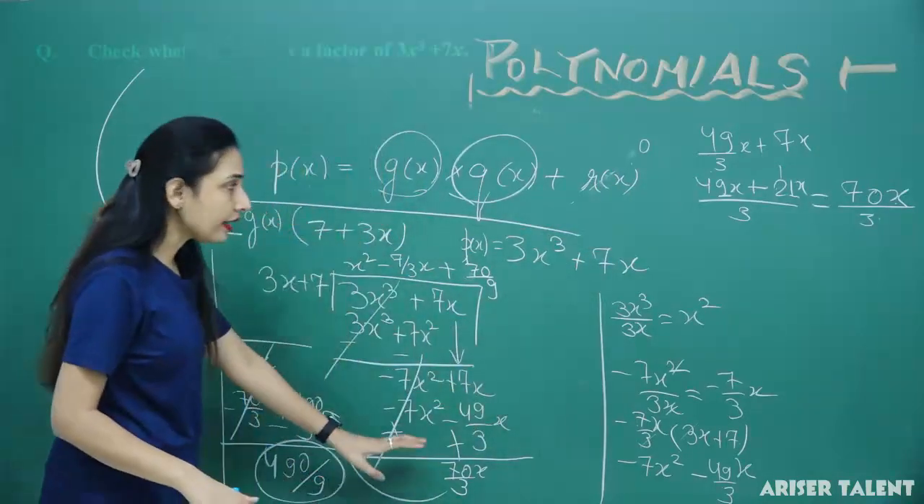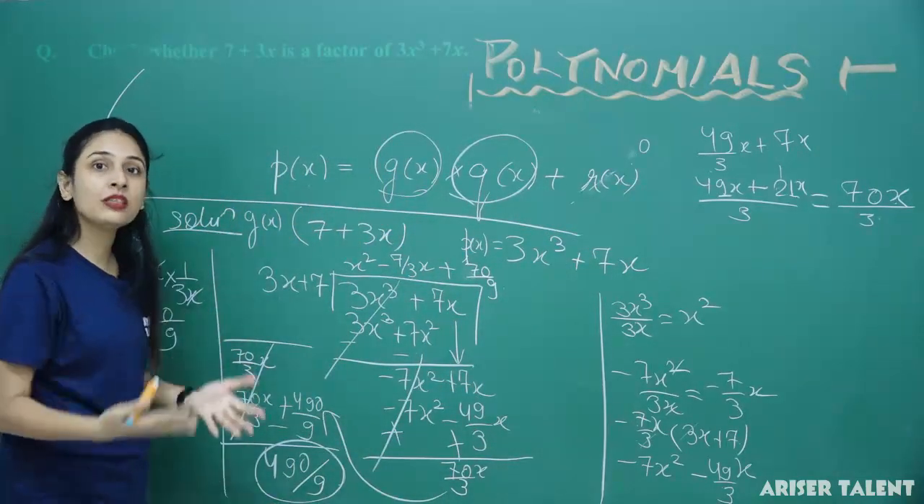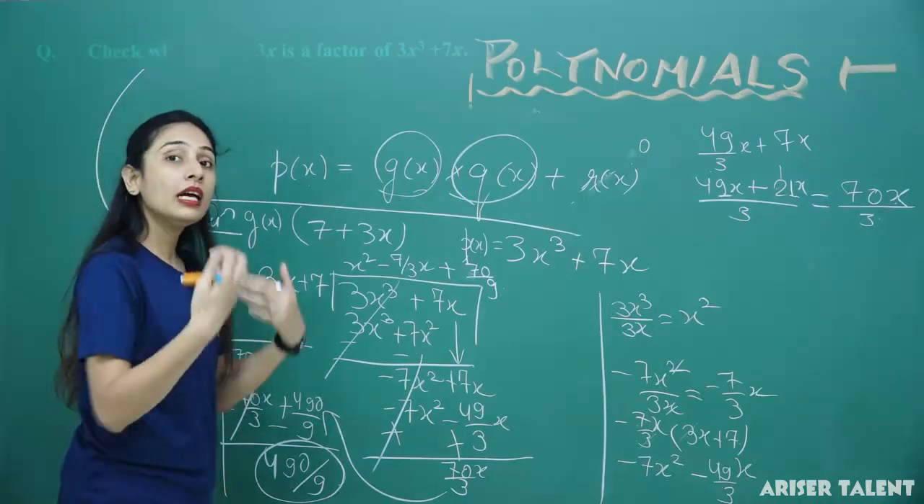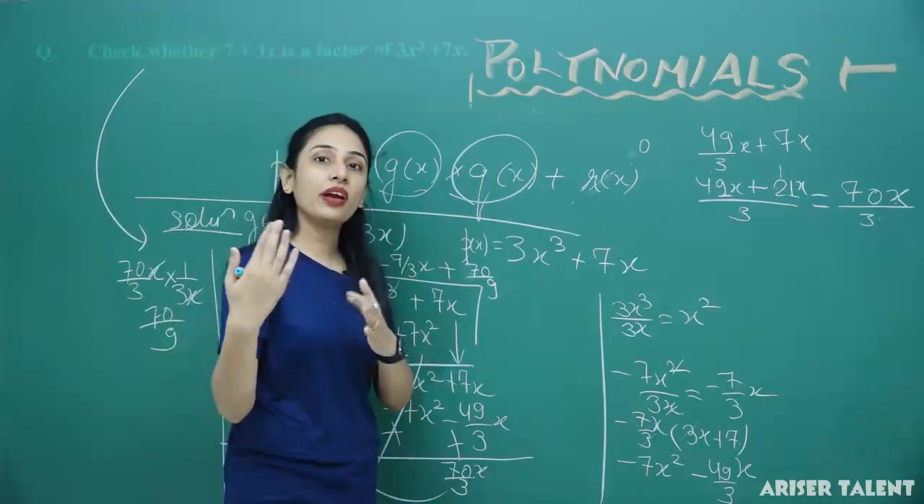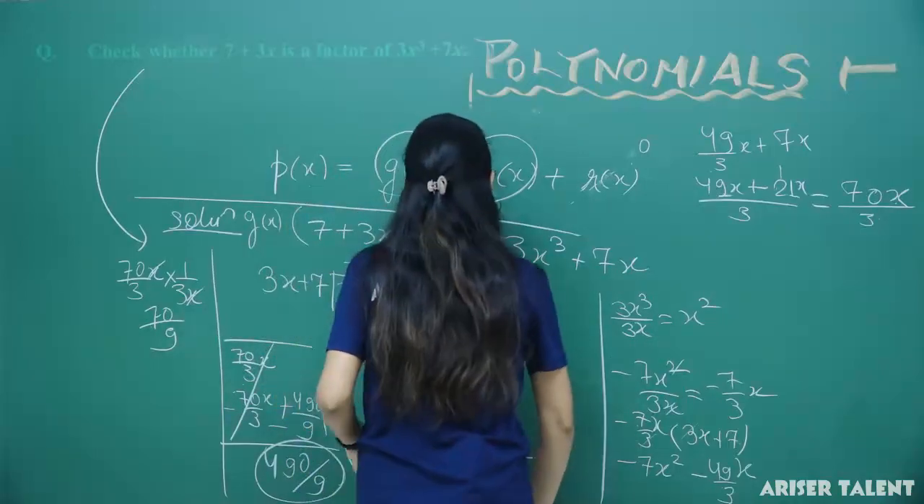Here clearly Rx is not equal to 0. That means we are having some remainder. That means it is not a factor of the given term.